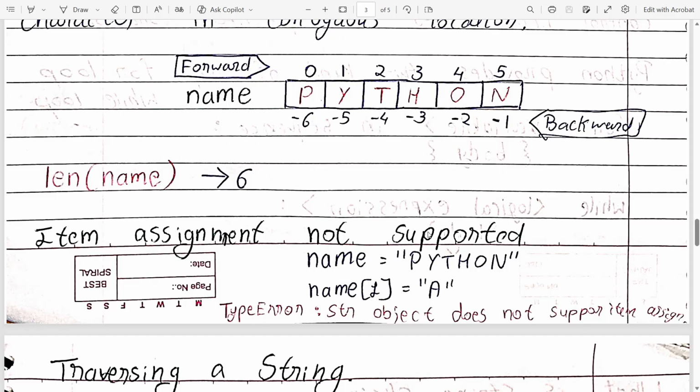Item assignment not supported. Name equals to Python. This is an error because a string is an immutable data type. So if you are trying to assign another value to the current string, for example, here you are trying to assign a in the place of y, it is not allowed in Python because string is an immutable data type. So it will give a TypeError: str object does not support item assignment.